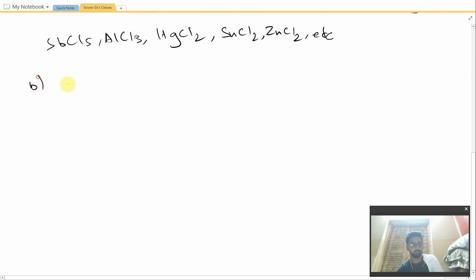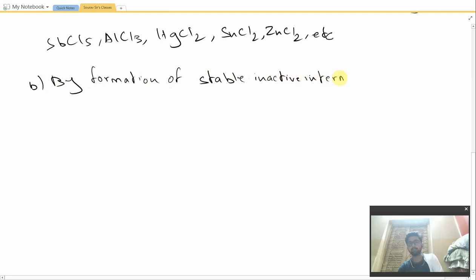So this was racemic modification formation via cations, and the last one that we'll be studying under racemization is by formation of stable inactive intermediates. So what is a stable intermediate? Let me give an example, easy for you to understand.